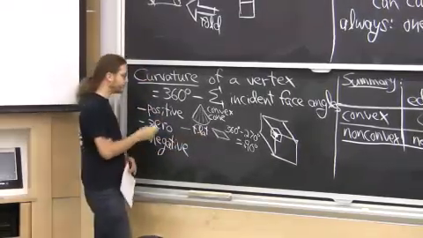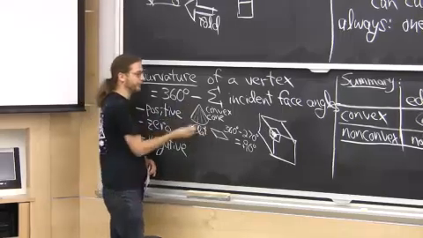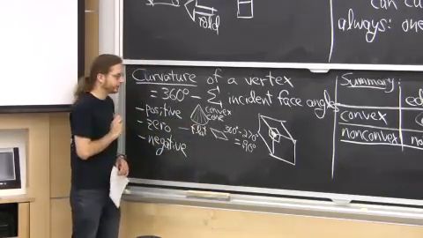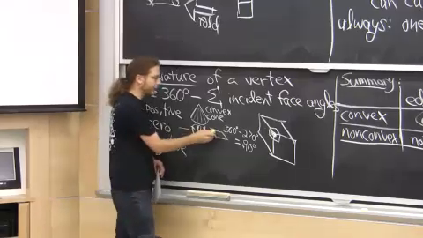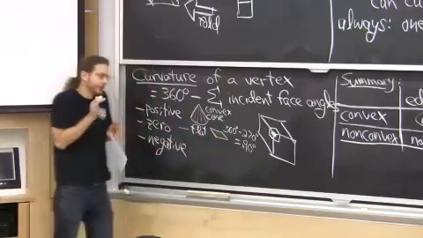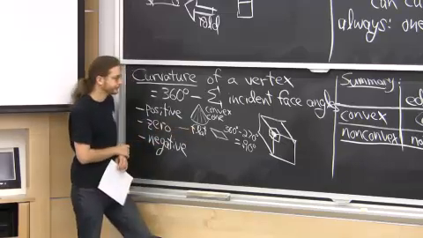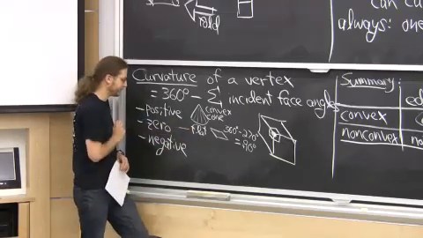So you never change the curvature. The sum of the incident face angles will always stay the same no matter how you fold this thing. Curvature is an invariant. But if you just think locally and forget about the actual folding of the thing, it's kind of flat. Okay, so you can think of this as like a piece of paper.